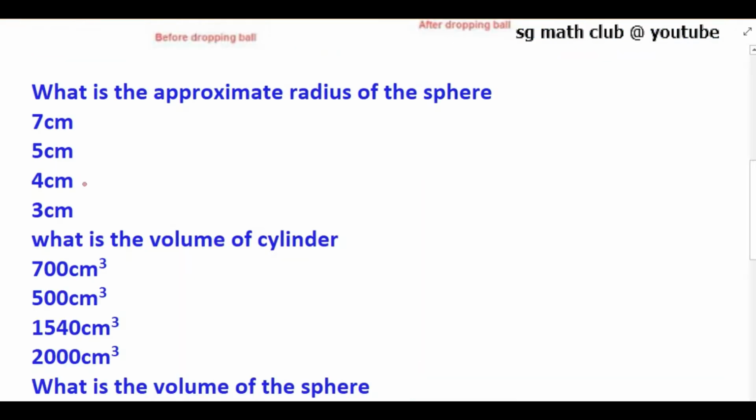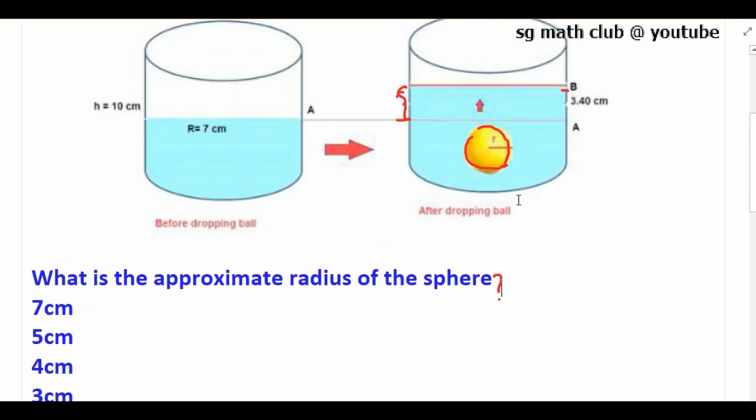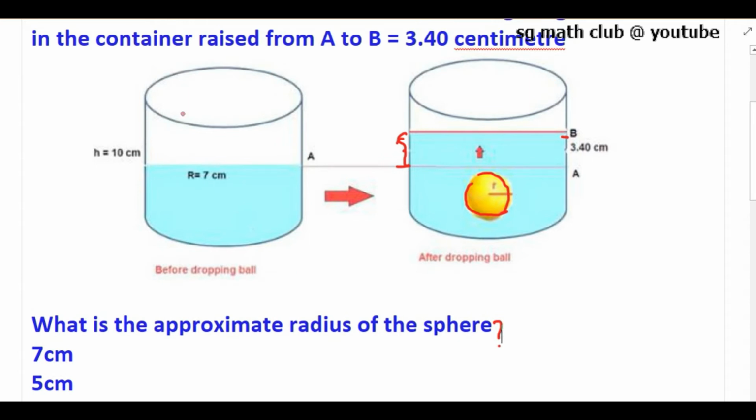So first question, what is the approximate radius of the sphere? We need to find the radius of the sphere. So here we know that they have given in this figure the radius of the cylinder as 7 centimeter, height as 10 centimeter. And after that, a ball is dropped into the cylinder, then water level rises. So volume of this ball is same as volume of water from point A to point B. You have studied in physics the Archimedes principle.